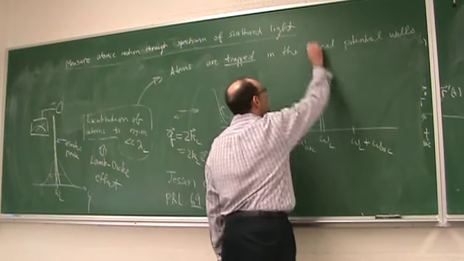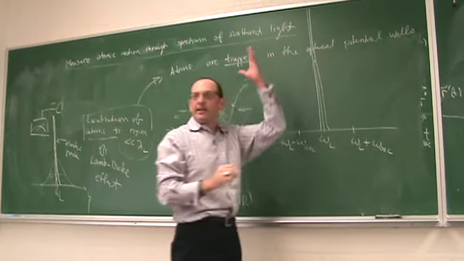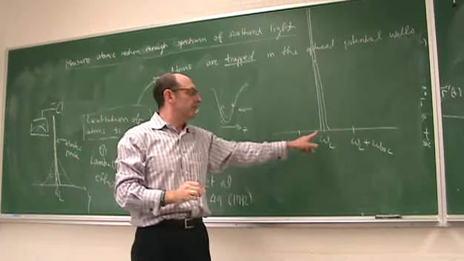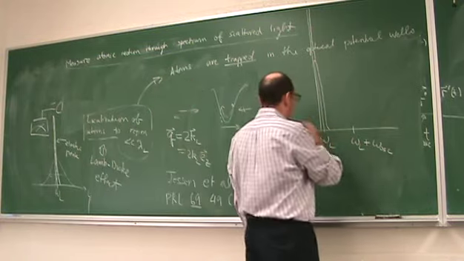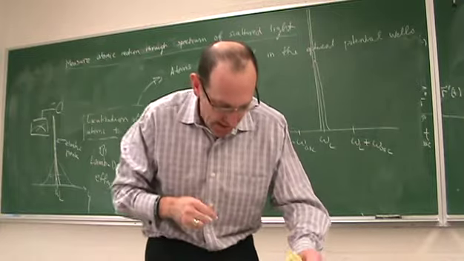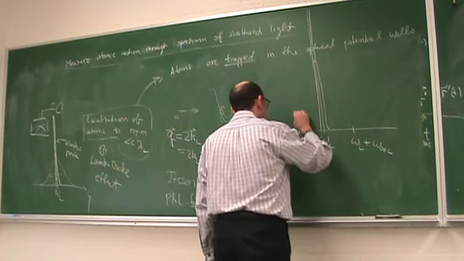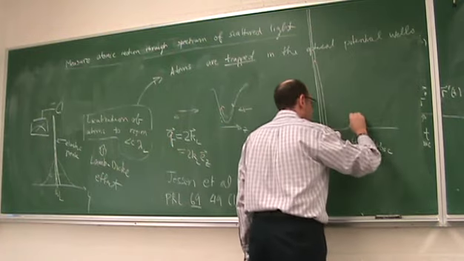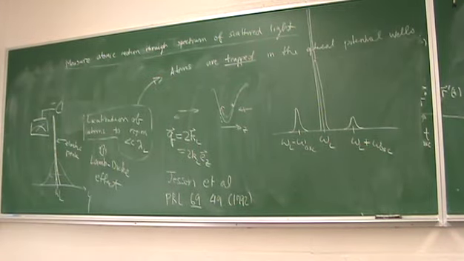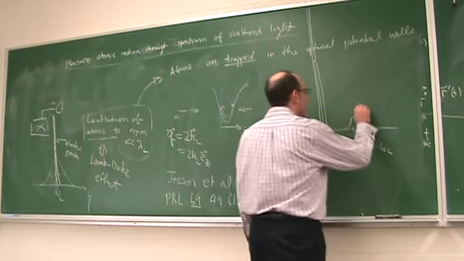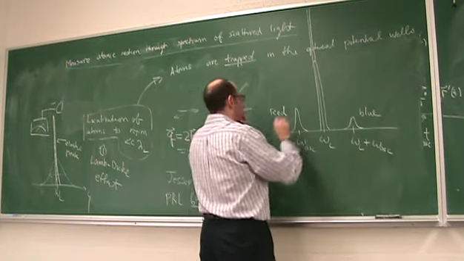There was a huge spike, off the scale of this board, at the elastic peak, right at the frequency it came in. And then there are side bands here that look like this. So, this is what's called the blue sideband, and this is what's called the red sideband.